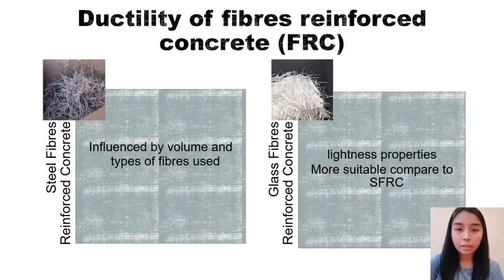Ductility can be defined as the ability of a material to sustain plastic deformation under tensile strain before failure. The properties of ductility, toughness, and strength of the steel fibers are commonly influenced by the volume and the type of fiber used. According to the research, adding steel fiber in normal concrete will result in a reduction in flexural ductility. The ductility ratio of fibrous reinforced concrete will reduce from 50% to 80%.